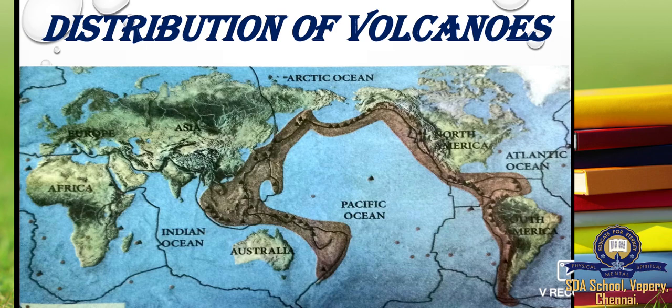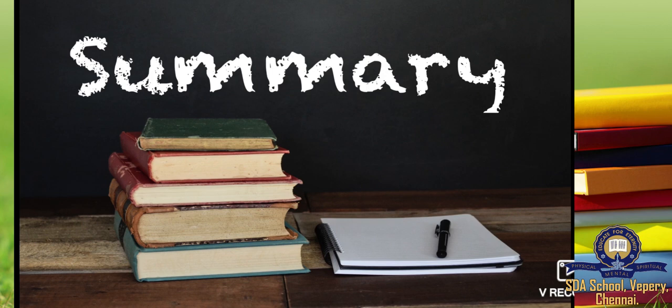Okay children, that's all about the interior of the earth. At last we will see the summary of this lesson. The earth's interior structure is compared with that of an apple. The crust is the outermost layer of the earth. The upper part of the earth crust is Sial. The lower part of the earth crust is Sima. The mantle is about 2,900 km thick.